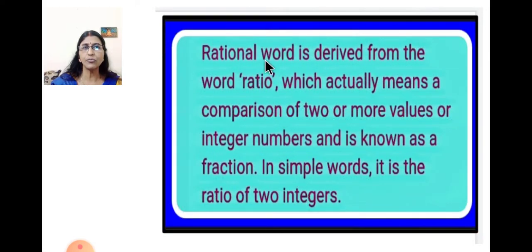The word rational is derived from the word ratio, which actually means a comparison of two or more values or integer numbers and is known as a fraction. In simple words, it is the ratio of two integers. So we can say a rational number is the ratio of two integers.